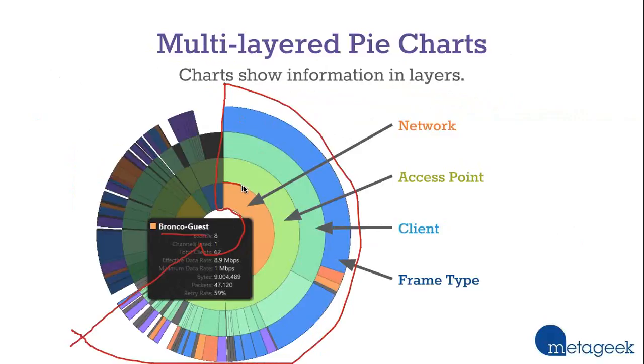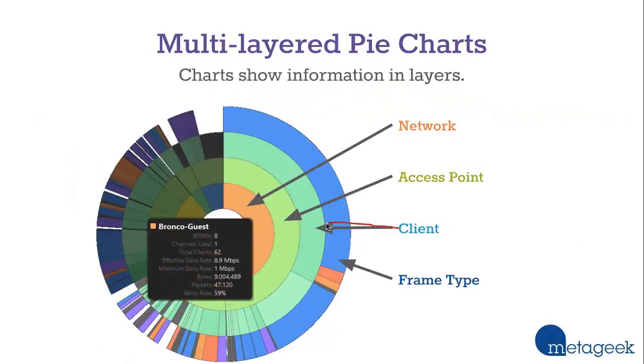Remember, a network can be composed of multiple access points. The next ring out shows all the access points that are part of that network. So there's one access point right there, and another access point here as well. We've got two separate access points that are part of this network that took up airtime on this channel. The next layer out is the individual client devices.